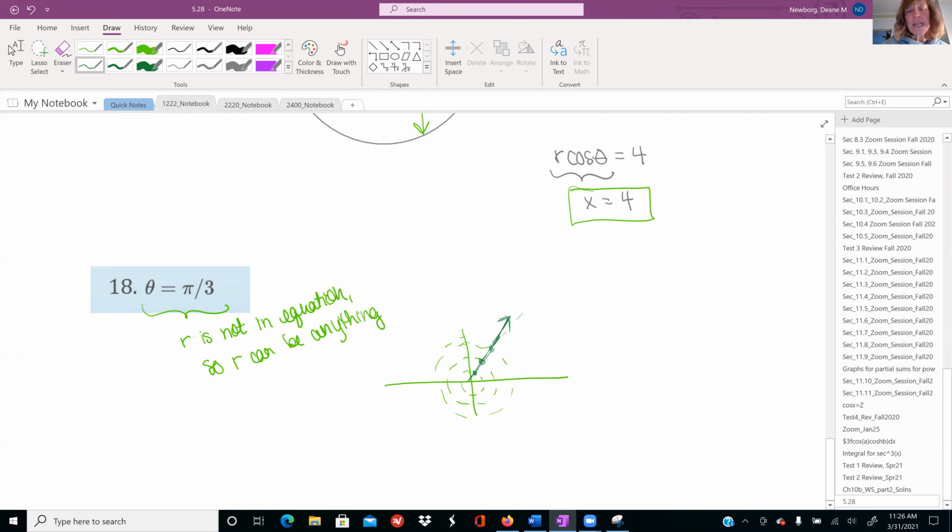If you only did the first quadrant, that's fine. But technically you could even have negative values of r. So really you would get the whole line going both directions. But if you only did up and to the right, I would give full credit for that.